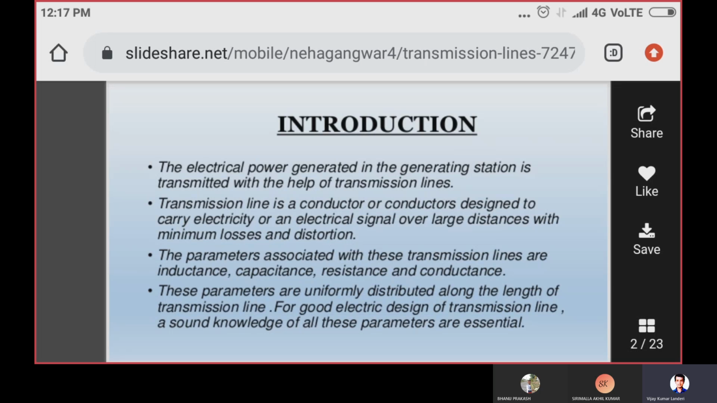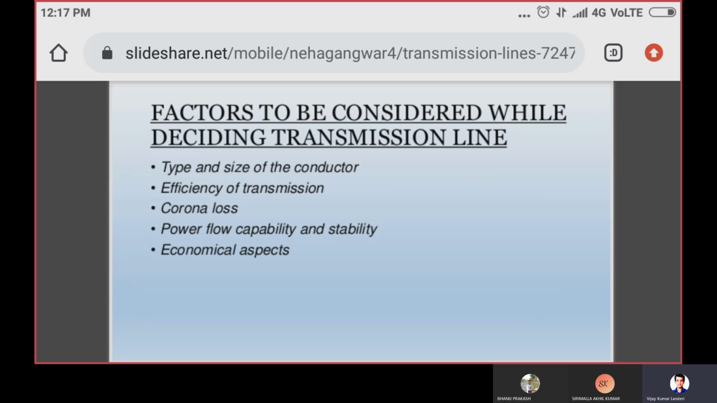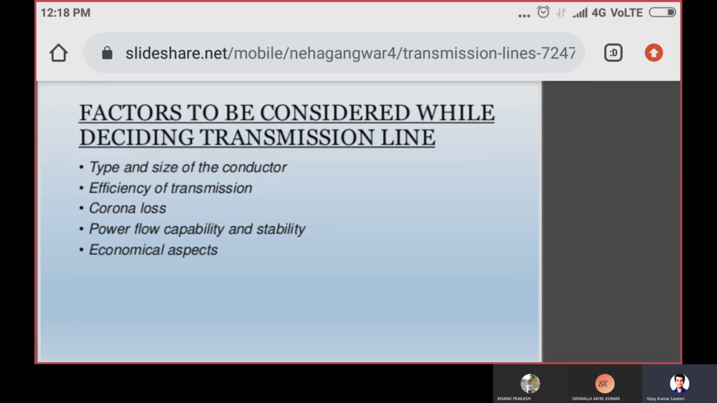Now, whenever we want to design transmission lines, we need sufficient knowledge about these parameters. What are the factors to be considered while designing a transmission line? First is the type and size of the conductor. Second is efficiency of transmission. Third is corona loss, and fourth is power handling capability, power flow capability and stability. Finally, economic aspects. These are all the factors you need to consider while designing transmission lines.